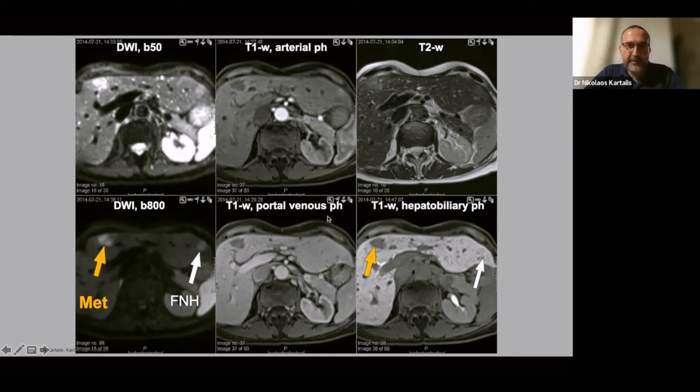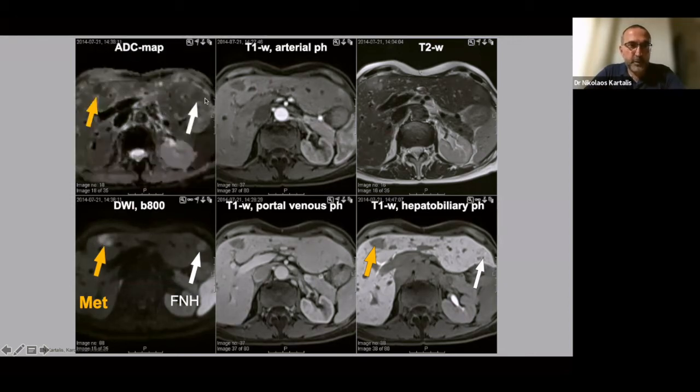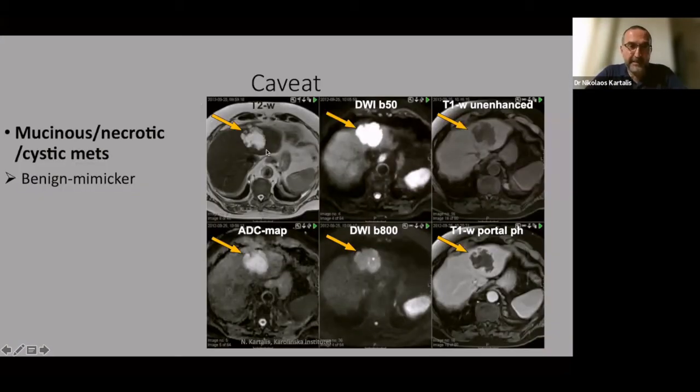So I go back to the diffusion because it's very tricky. Sometimes we need to remember that even benign lesions such as FNH, together with metastasis, may show restricted diffusion. Restricted diffusion essentially is not a sign of malignancy necessarily. It's a sign of hypercellularity. So benign lesions may show impeded diffusion, and malignant lesions such as cystic or mucinous metastasis from colorectal cancer may have a bright appearance on the ADC map.